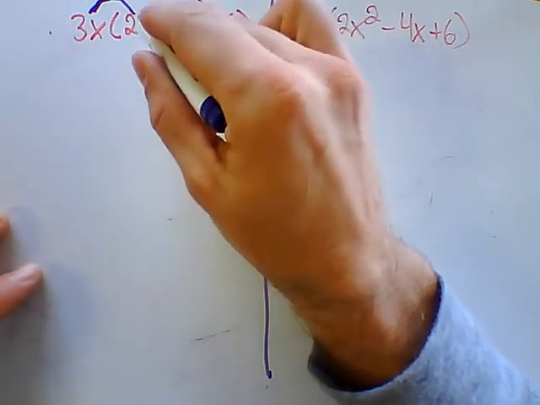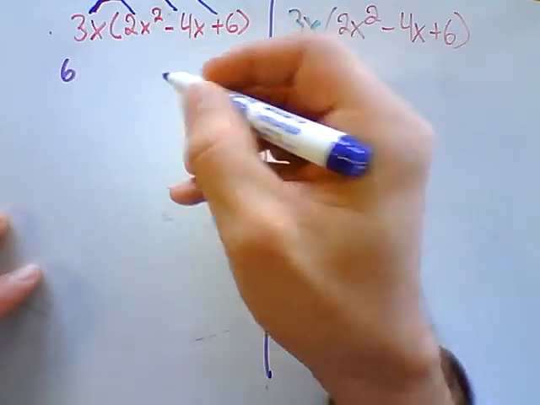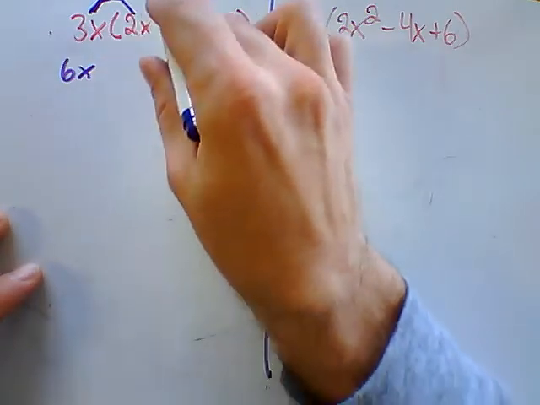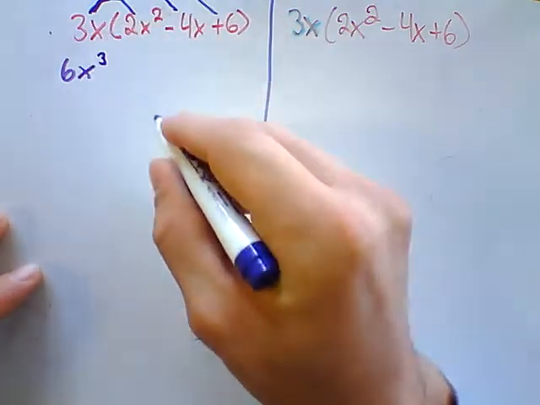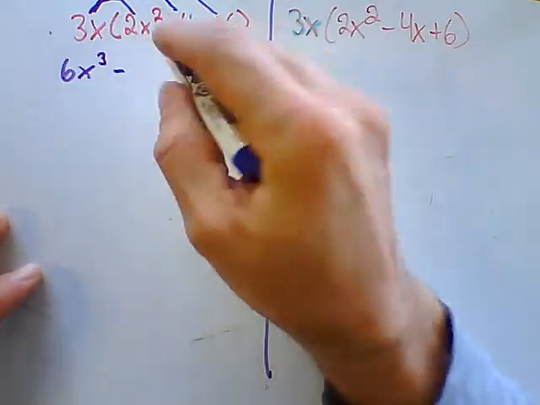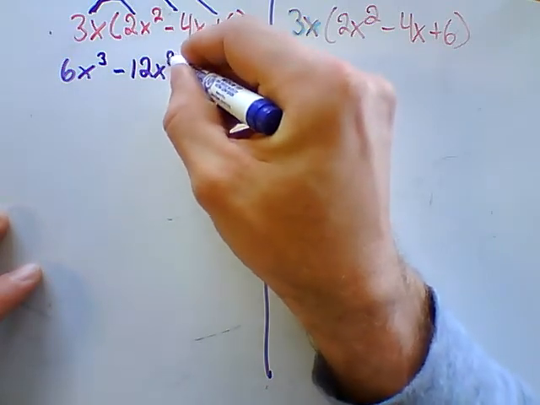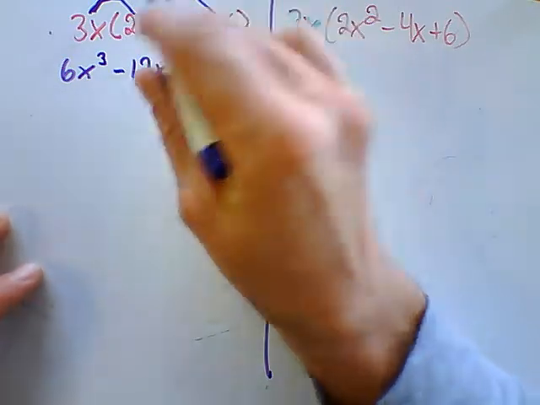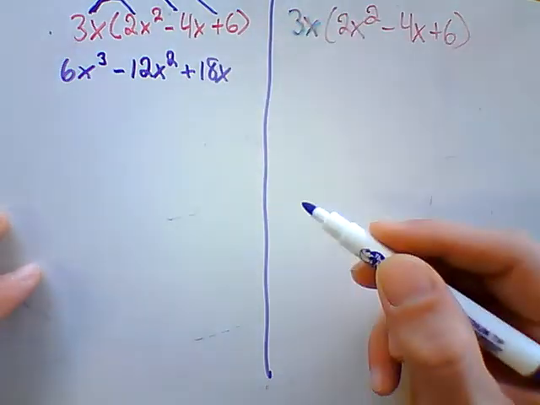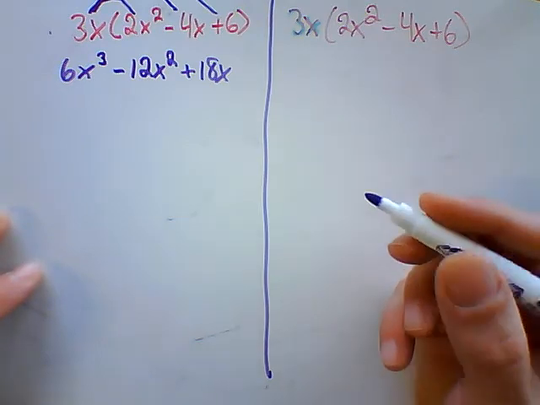Alright, so 3x times 2x squared would be 6x. Remember, that's a 1 times that, same base, add exponents, cubed, minus 3x times 4x. 3 times 4 is 12, and x times x is x squared, plus 3x times 6 is 18x. And that's it. Alright, the other thing is stack and multiply.